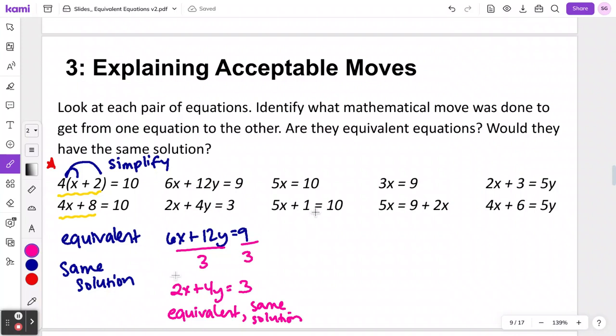Now there are 3 more pairs of equations. Go ahead, pause this video, and you're working on these 2 questions. Would that pair be equivalent, and would they have the same solution? Go ahead and try that now.